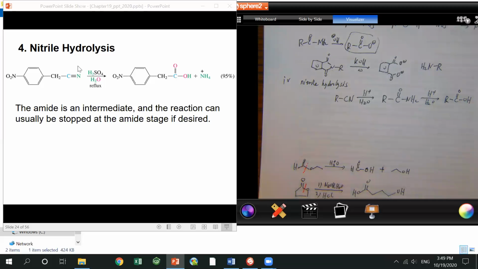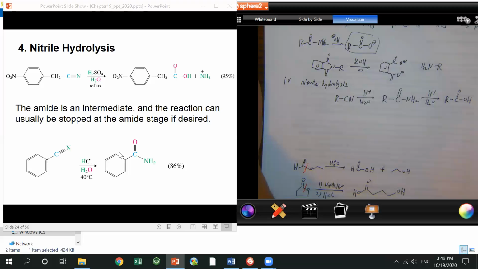And here is one example. If you reflux the whole reaction, you can go directly to the carboxylic acid. But if you want milder conditions, like 40 degrees, that can stop at the amide stage.